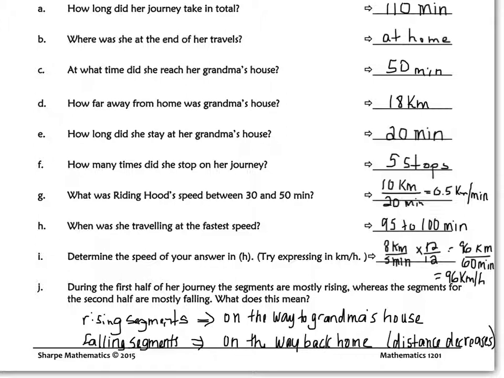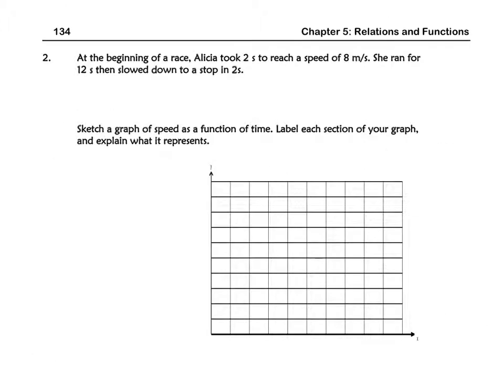As time goes on, the distance is decreasing. Okay. Example, get you to draw a graph. And this one is a little bit different because this time they're asking you to look at the situation that's being described. At the beginning of the race, Alicia took 2 seconds to reach a speed of 8 meters per second. She ran for 12 seconds, then slowed down to a stop in 2 seconds. And you're asked to sketch a graph of speed, not distance, but speed as a function of time.